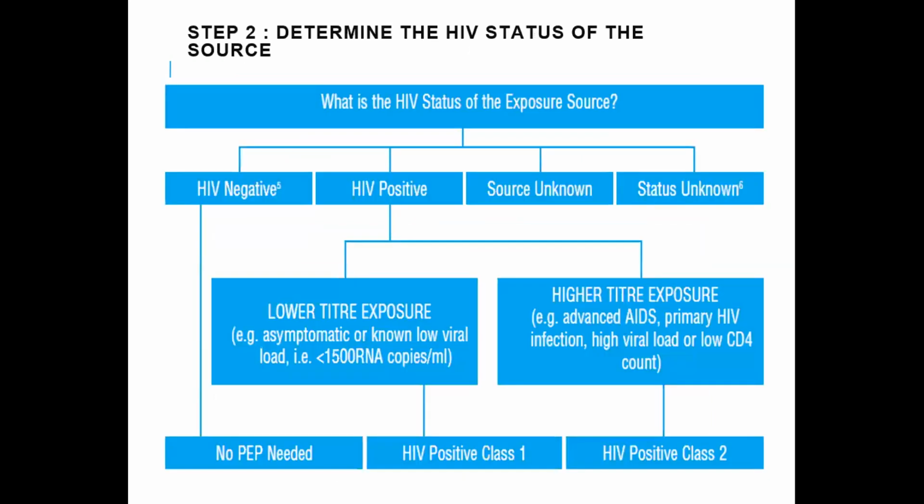Next, we need to know the HIV status of the source. If it's HIV negative, usually no PEP is required. But if it's HIV positive, we need to know the exposure, whether it's lower titer or higher titer. Lower titer is, for example, asymptomatic or low viral load, while high titer means advanced AIDS, primary HIV infection, high viral load, or low CD4 count. If it's low titer exposure, usually we categorize it as HIV positive class 1. If it's high titer, we categorize it as HIV positive class 2.